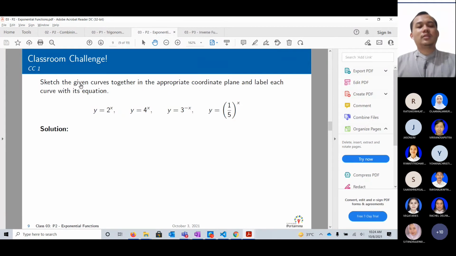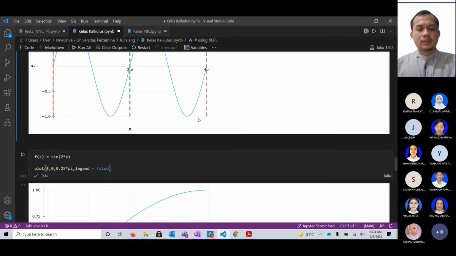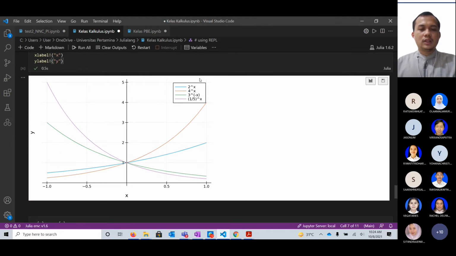We are asked to sketch this graph: y equals 2 power x, y equals 4 power x, y equals 3 power minus x, and y equals 1/5 power x. For this challenge, I already prepared the graph. So 2 power x is the blue one, 4 power x is the red one, 3 power minus x is the green one, and 1/5 power x is the purple one.